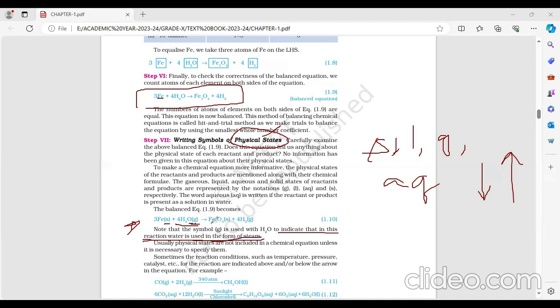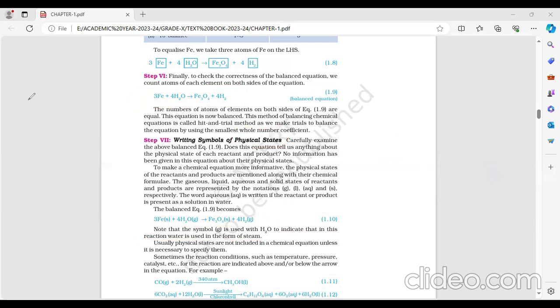It gives rise to ferric oxide. Ferric oxide is also solid state, so I have put S. Now hydrogen. Hydrogen gas is liberated, right? So which symbol for gas? G. As it is a gas, you may also put an up arrow above. So I hope you have understood writing a chemical equation using chemical symbols.